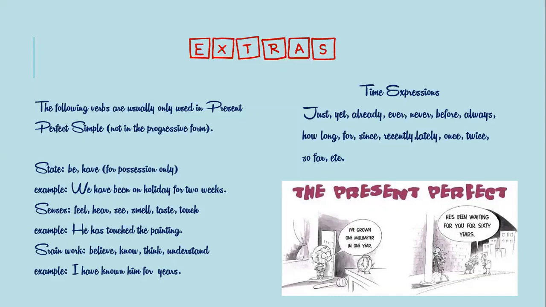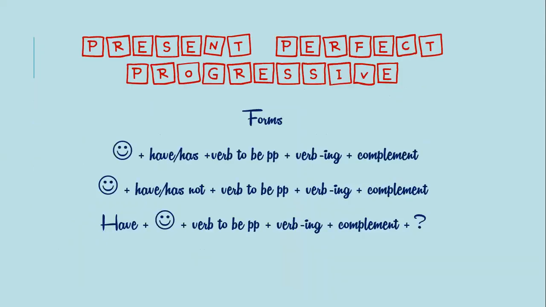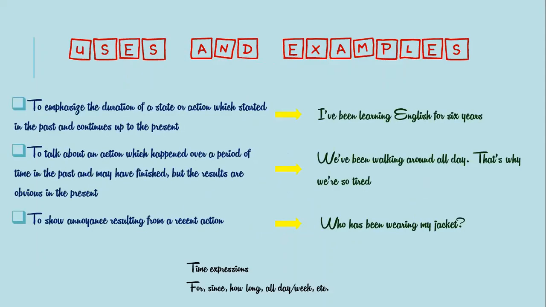Now we're going to talk about the present perfect progressive. The form is the same as the simple, but you have to add the verb to be in past participle and a verb with ing. Now, the uses for this are to emphasize the duration of a state or an action which started in the past and continues in the present. Like, I've been learning English for 6 years.